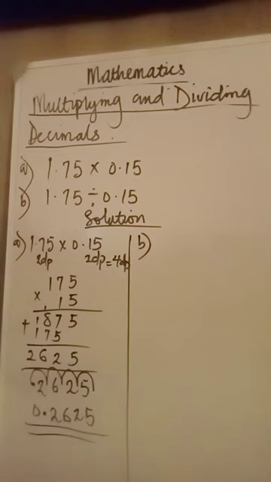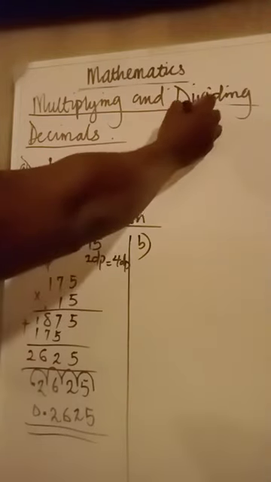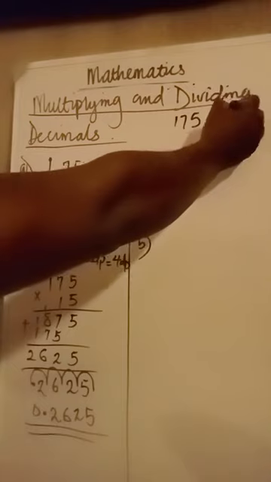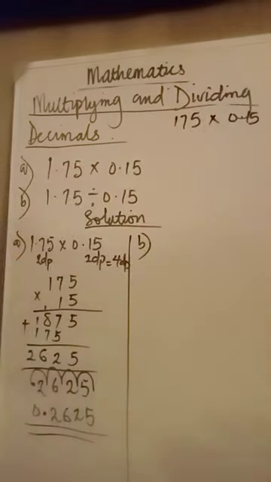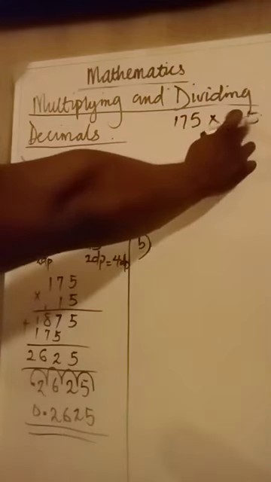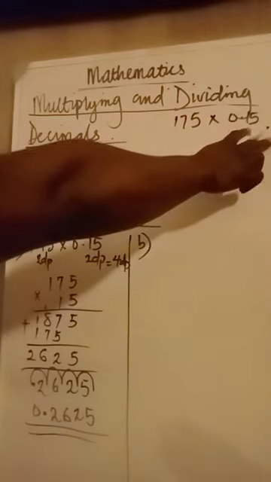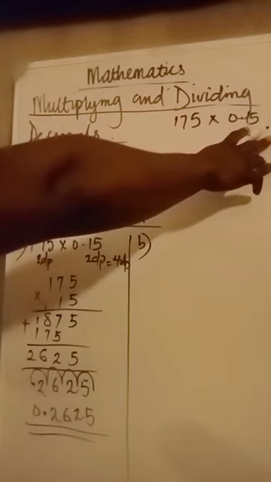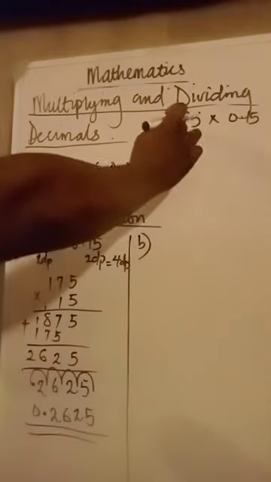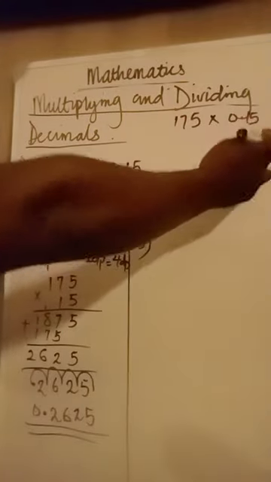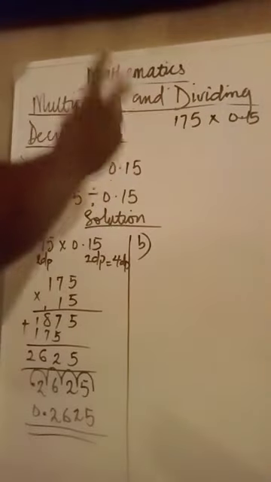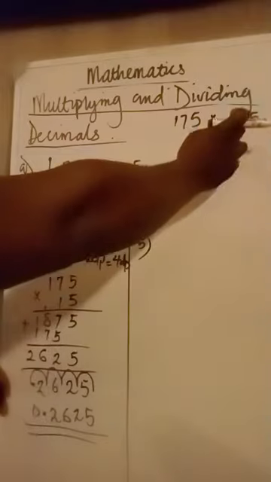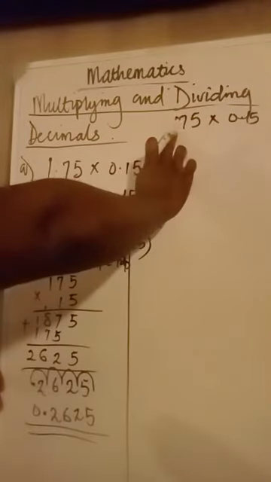Somebody might ask me, what happens if I have 175 times 0.15? There is no decimal place in 175, so you only count the decimal places in 0.15. You have only 2 decimal places here. So you multiply 175 times 15, get your answer, and count back just 2 decimal places, because this one is not a decimal.